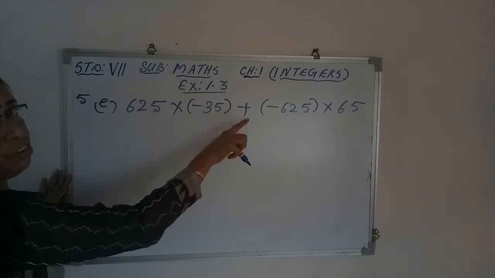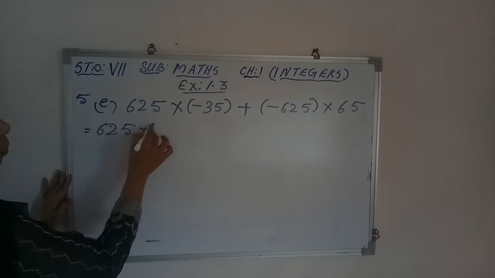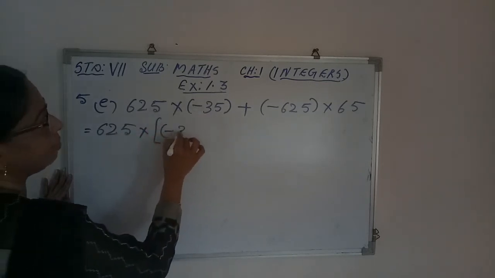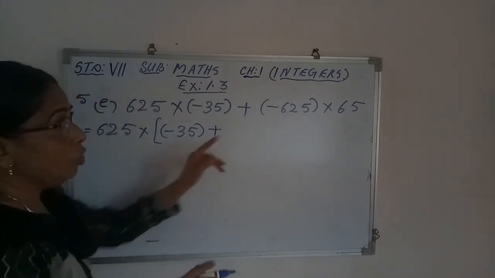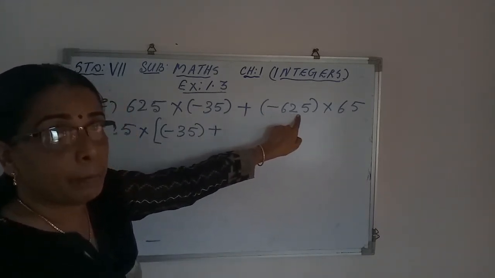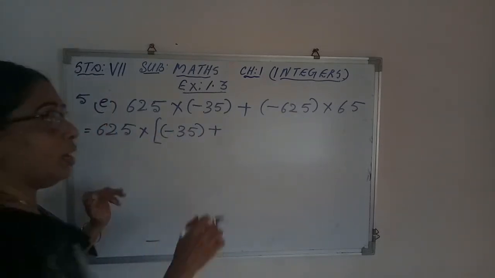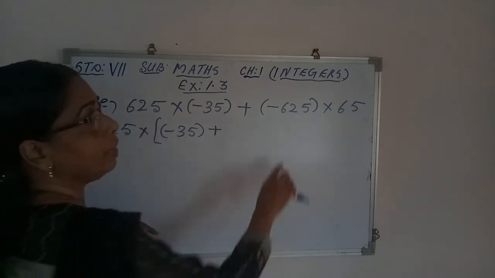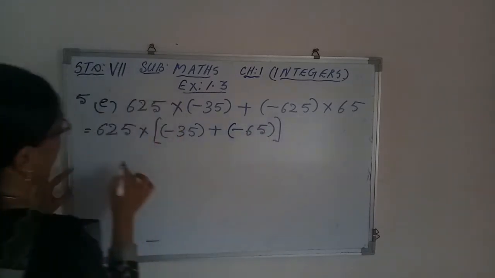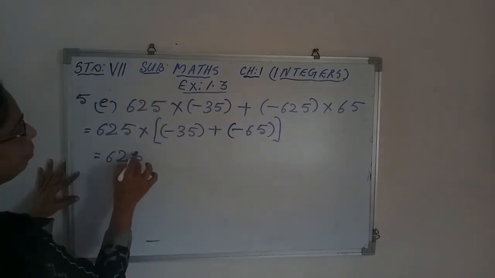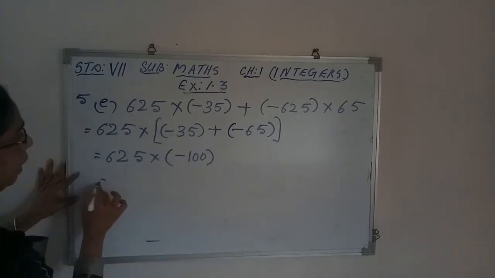Distributed. 625 is distributed. So we can write 625 into, what remains here? Minus 35 plus, here we have taken 625. So minus 625 means minus 1 into 625. If you take 625 common, what remains there? Minus 1 remains. That minus 1 into 65 will give you minus 65. That's equal to 625 multiplied by minus 100. The answer you will get.